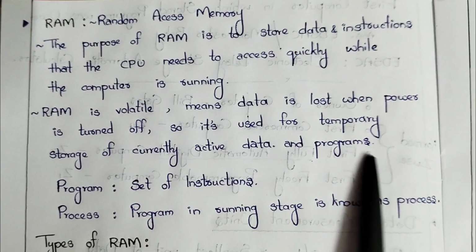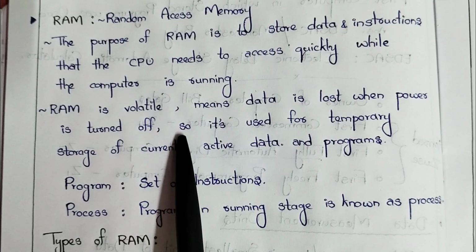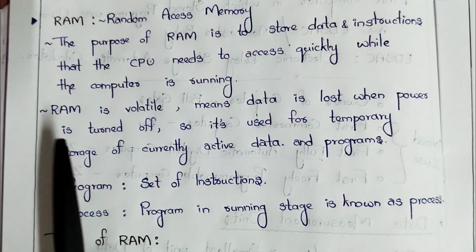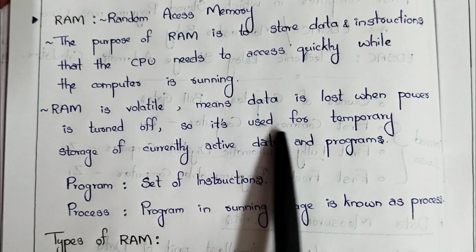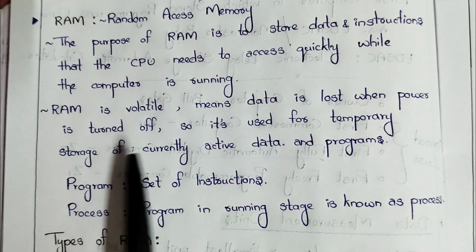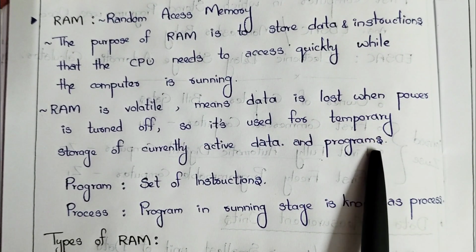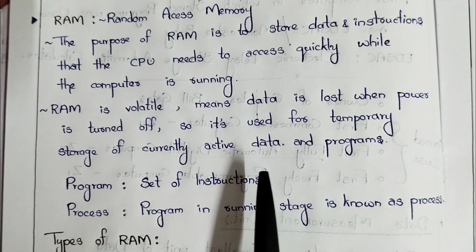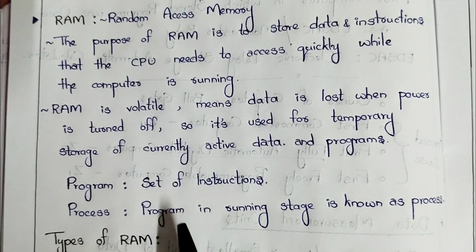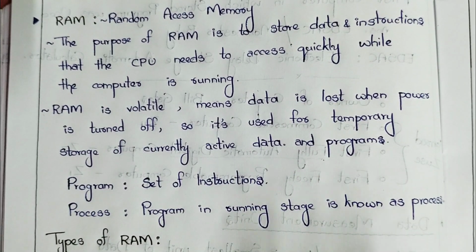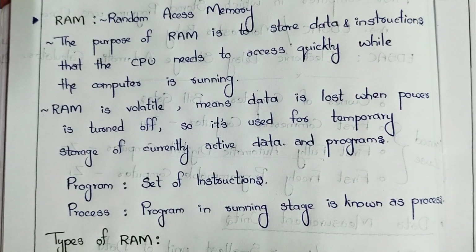So yeah, what were we discussing? RAM is a volatile memory. The data is lost when the power is turned off. So it is used for temporary storage of currently active data and programs. What are these programs? Programs are nothing but a set of instructions. And what is a process? A process is a program that is running. Okay, a program is a set of instructions, and if that program is in the running stage, then it is called a process.